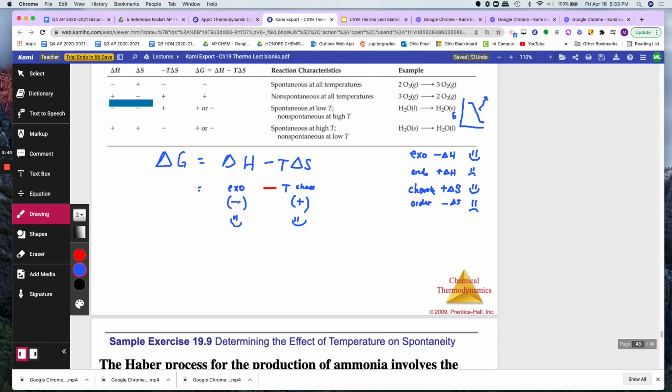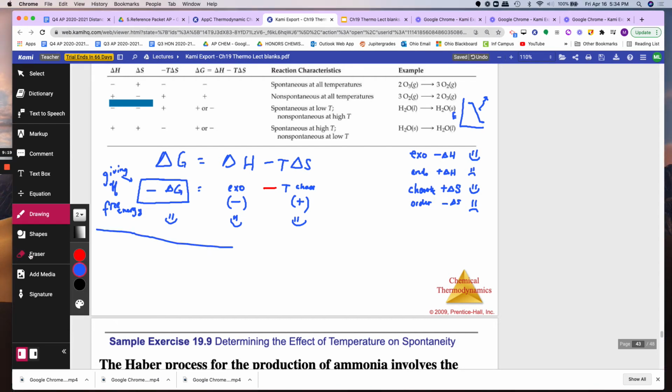Negative minus a positive becomes negative, so it's always going to be a negative delta G. Every time you think of a negative delta G, you're going to smile because it is very exothermic, it becomes very chaotic, and the system wants to do that. A negative delta G means that's going to be your free energy, the energy that you're going to be able to use to do work. Negative means it's giving it off. It's giving off free energy, so this is what you want. This is the best scenario ever.